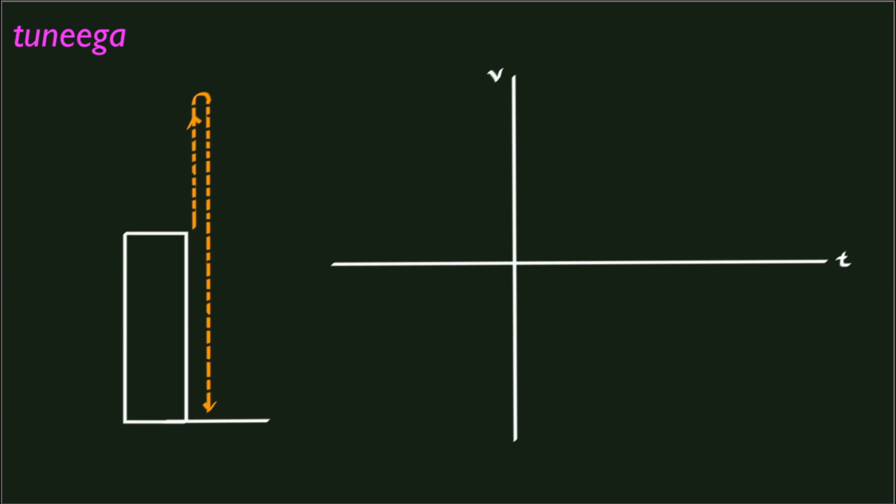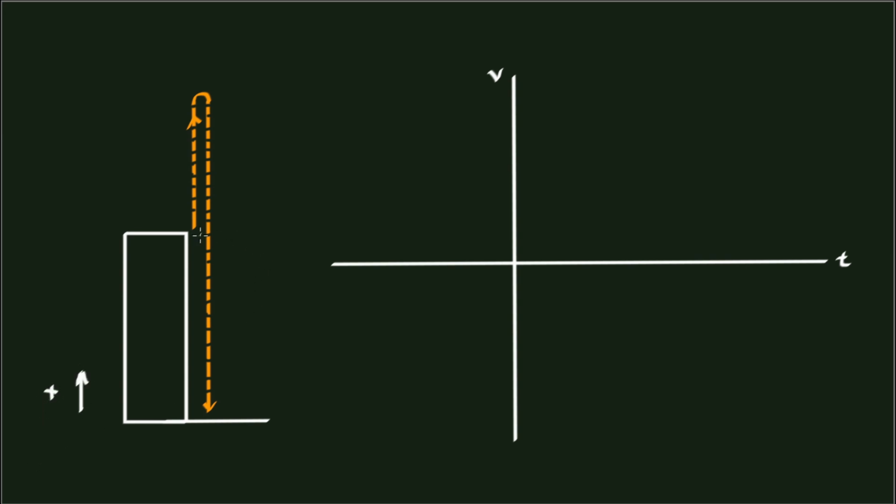Our first example is a tower from the top of which a student throws a stone straight up. It goes up and comes down and hits the ground. Sketch the velocity versus time graph.